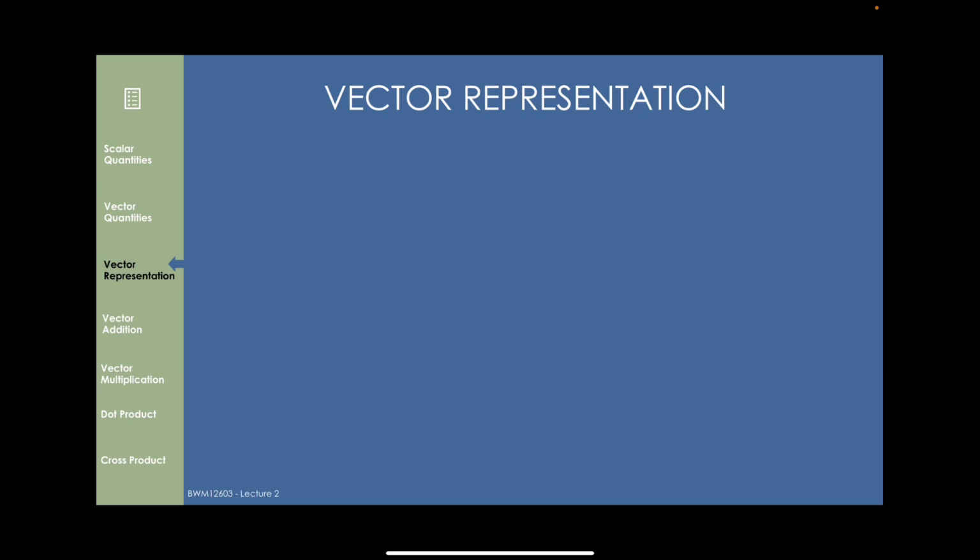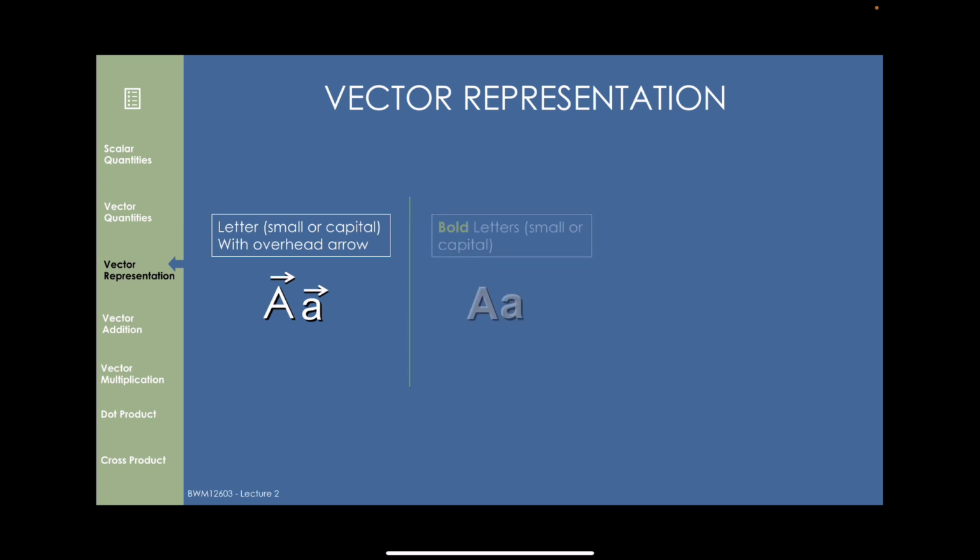Then in terms of symbols, there are two different ways to represent a vector. First is an alphabet, which can be in capital letters or small letters, together with an overhead arrow. So whatever letter we are using, A, B, C, D, E, in order to represent a vector through that symbol, we need to put an arrow over the head of that letter, or it can be represented with bold letters. It can be capital or small, but it has to be bold.